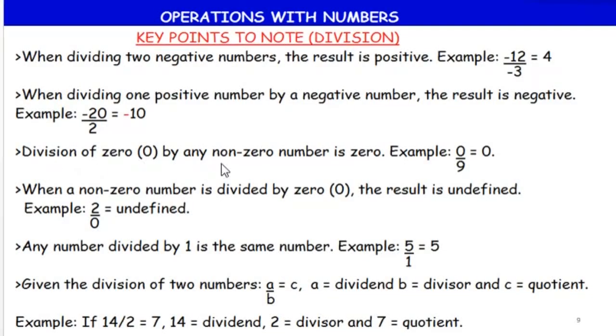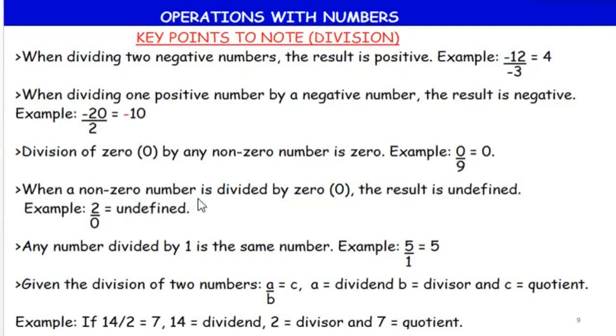Division of 0 by any non-zero number is 0. What this means is that whenever you divide 0 by any number, the result is 0. Meaning that if 0 is the numerator and any other number is the denominator, the result is still 0. So 0 divided by 1000 is still 0. 0 divided by -5 is still 0. 0 divided by any number is still 0. So have this principle in mind. Okay, let's move on.